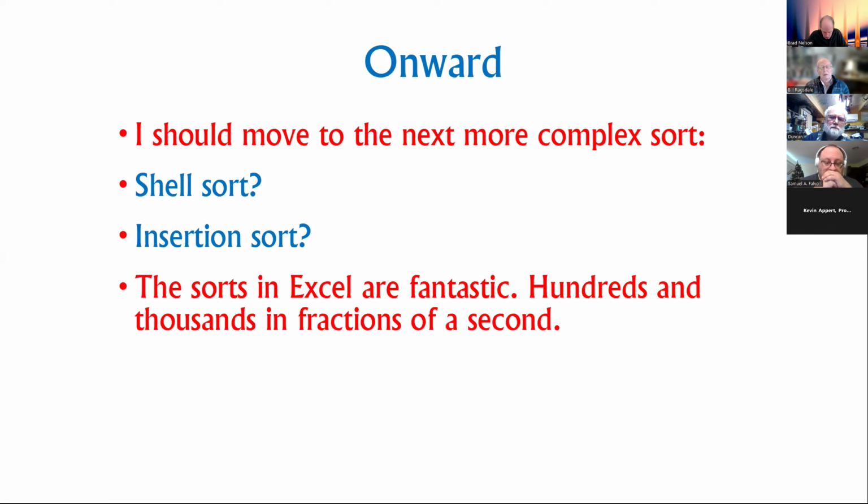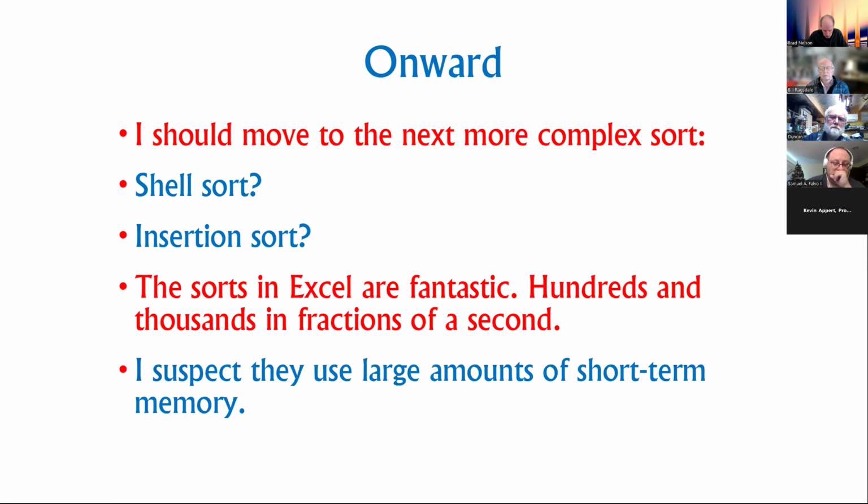And I will compliment Microsoft that the sorts in Excel are fantastic. I am currently doing work on spreadsheets, and I'm doing 1,000 row, 2,000 row sorts routinely, and the results appear to be almost instantaneous. I mean, it's maybe a few tenths of a second. So whatever they're doing, it's fantastic. And I suspect they use large amounts of short-term memory. In other words, they are certainly not sorting in place, but they are probably using a couple of different buffers to optimize this sort process. And that is my conclusion.